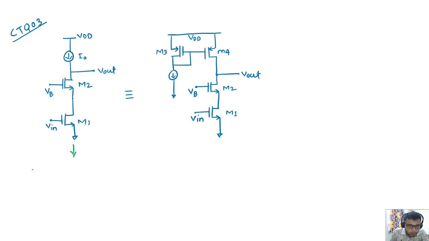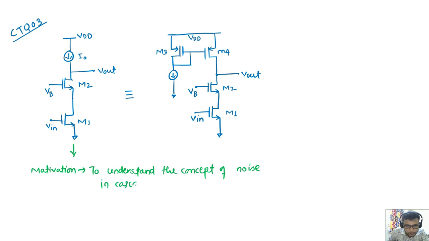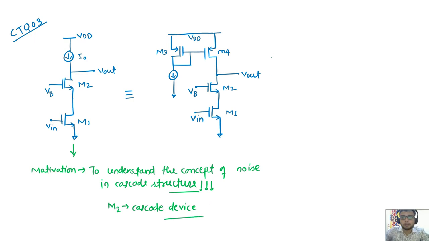So the motivation of this question is to understand the concept of noise in a cascode device, in a cascode structure. Actually this M2 is your cascode device. We will see the contribution of noise due to every device at the output, and what the effect of the M2 transistor is there.